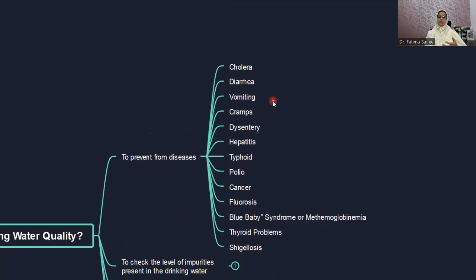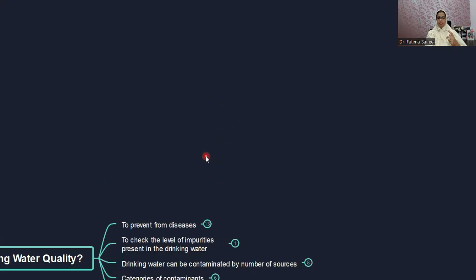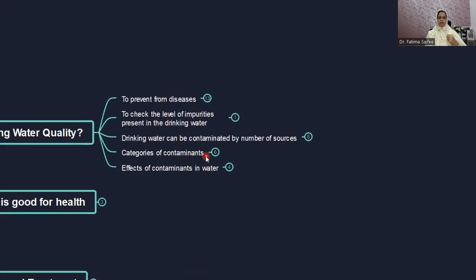But chronic diseases will come only after years of consumption if you are not taking care of water and food. Whatever you are eating, some contamination may happen, even sometimes when your hands are not clean and you are eating. So the first thing we are trying to cover here is the importance of water. These are the diseases which occur because one of the reasons is water.